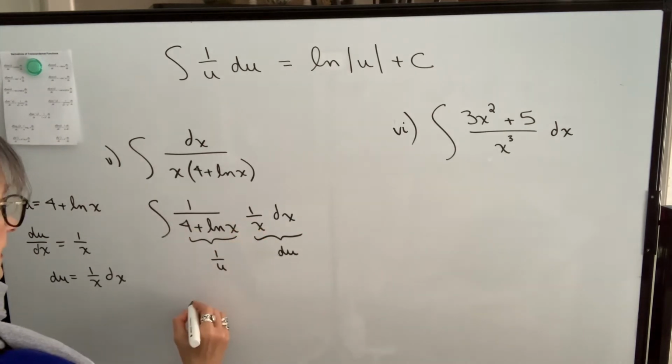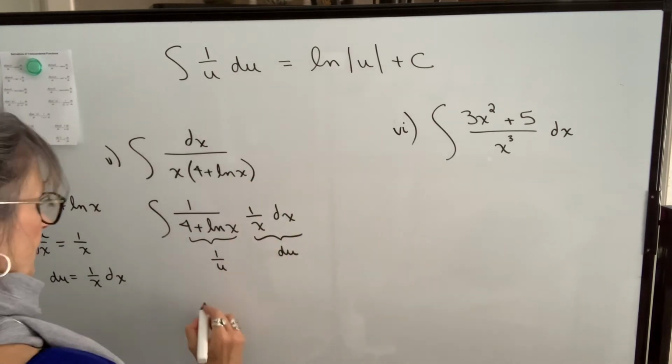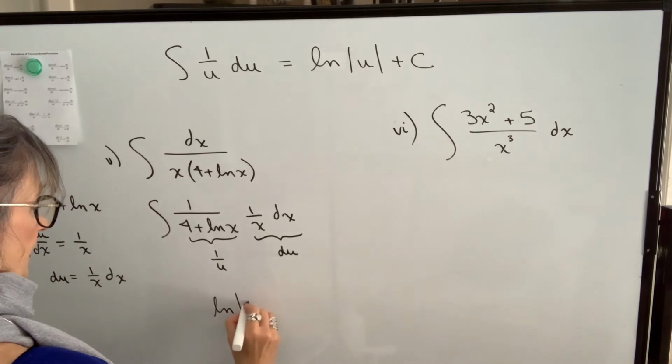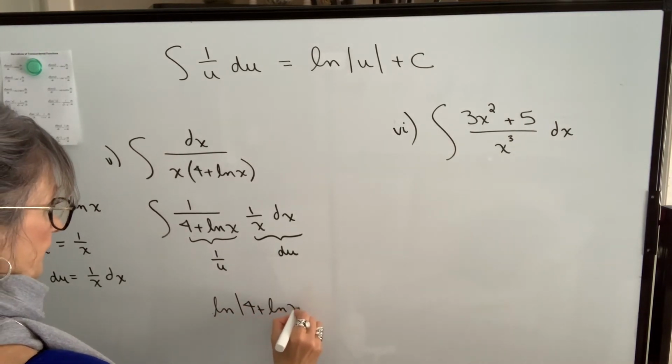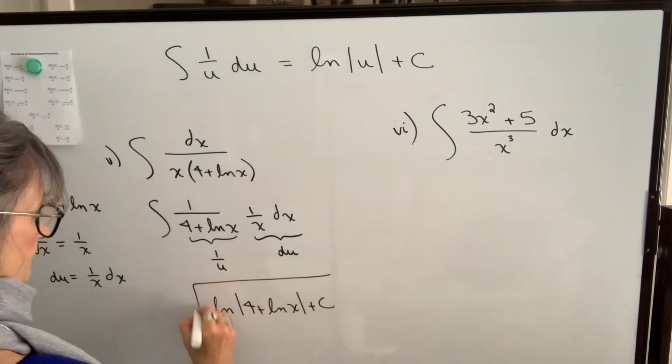Now I can integrate this. 1 over u du will be the natural log of u, of the absolute value of u, plus c.